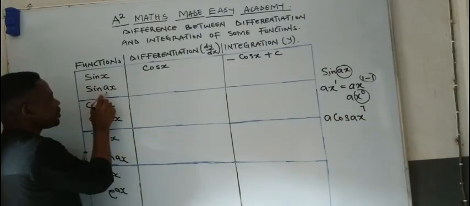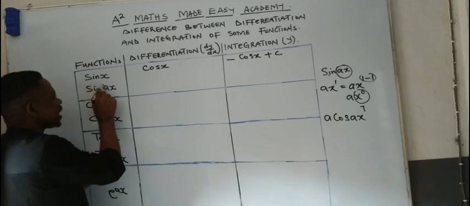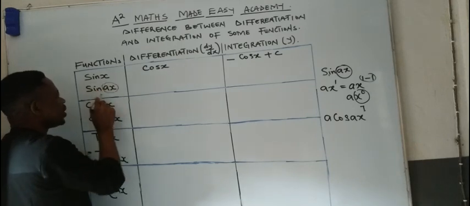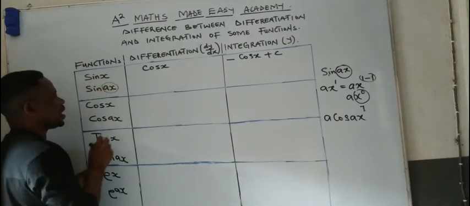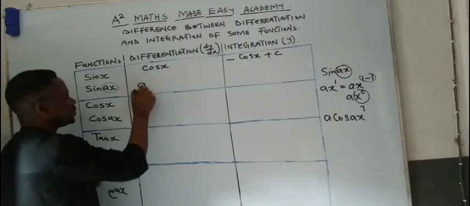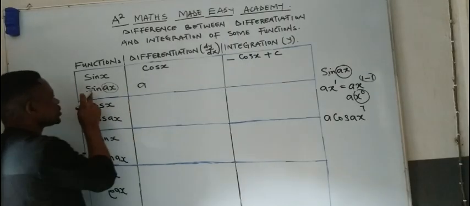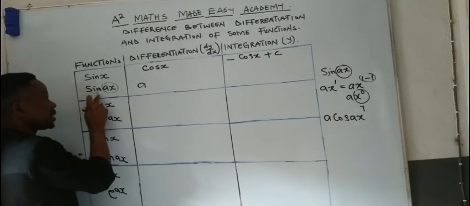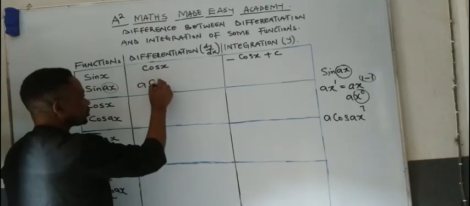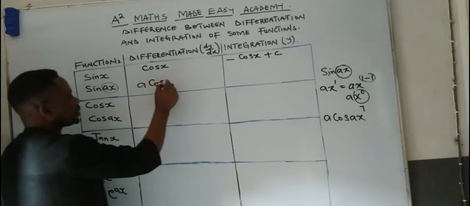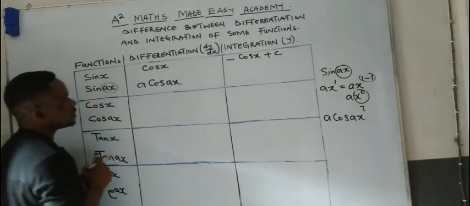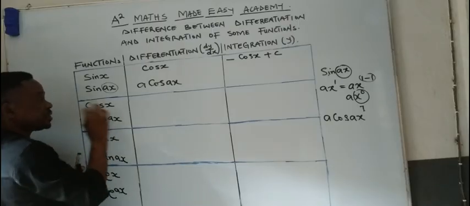So if I'm to differentiate sine ax, the first thing I'm going to do is to differentiate ax. It will give me a. Then the next thing is to differentiate sine. Sine is cos. Then repeat the function. What is the function? ax. And that is the final answer. Can you see the difference now?